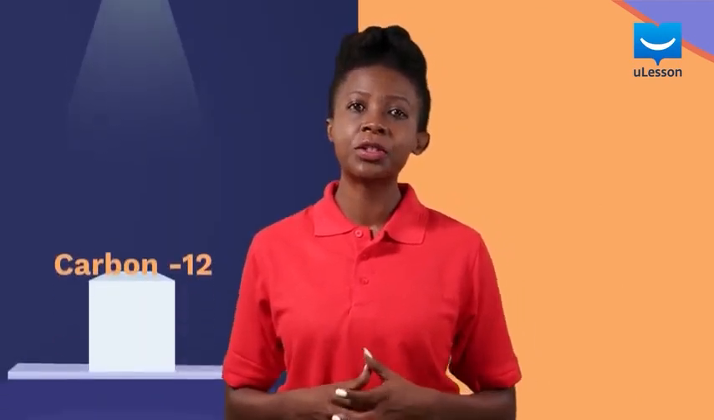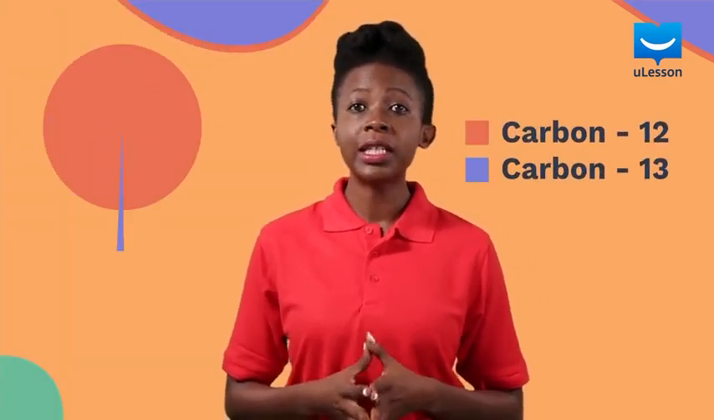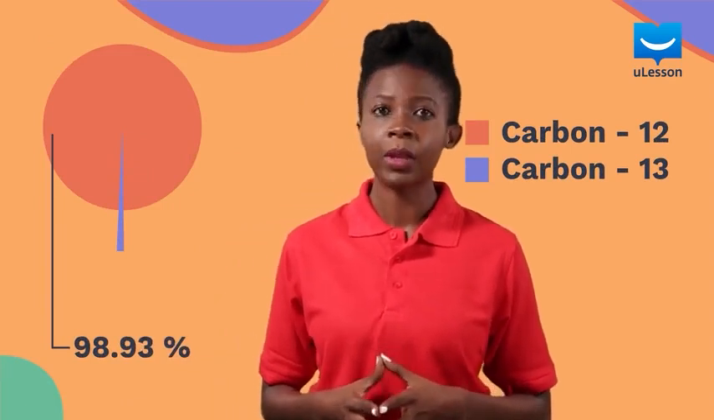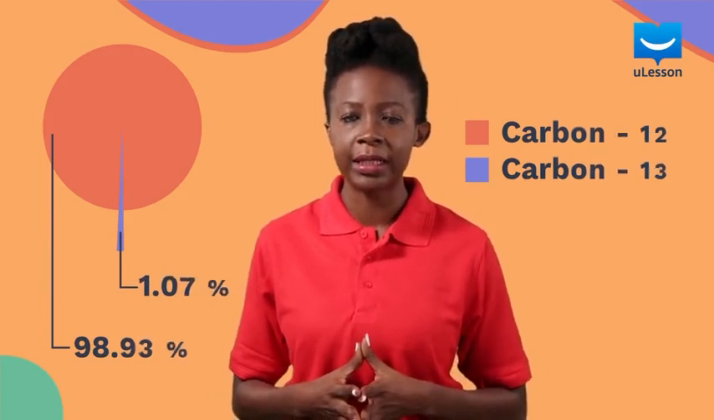Also, as explained in our previous videos, the isotope carbon-12 was selected as the standard to which the relative atomic weights of all the other elements are measured. A naturally occurring sample of carbon usually contains about 98.93% of carbon-12, while carbon-13 makes up the remaining 1.07%.